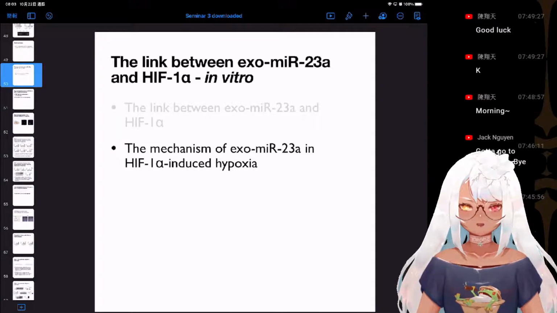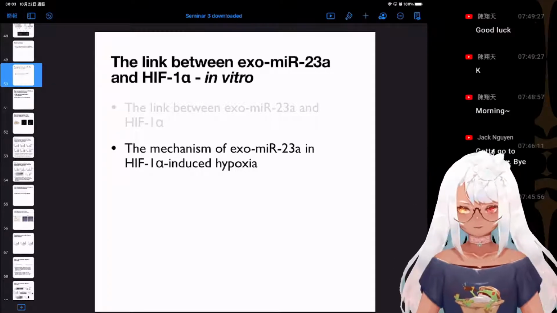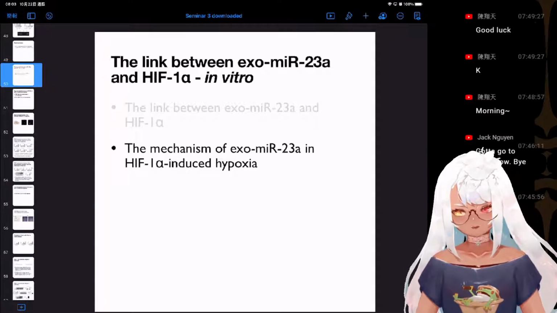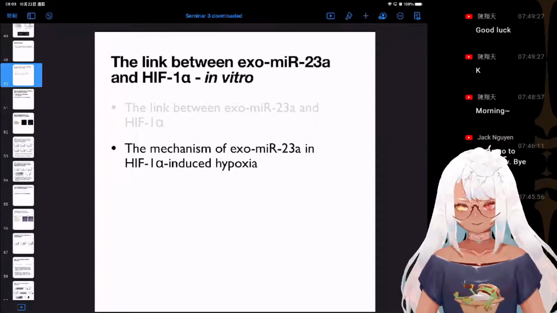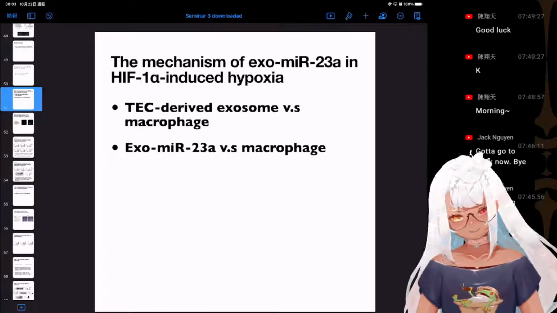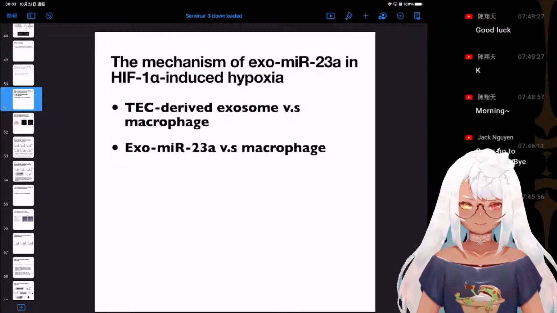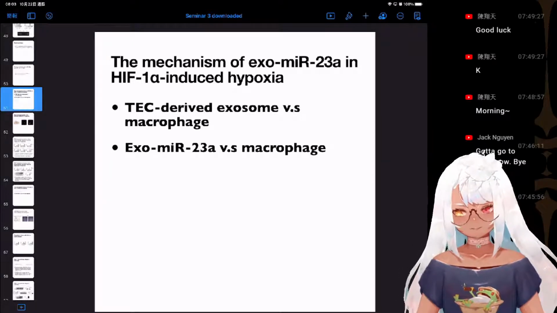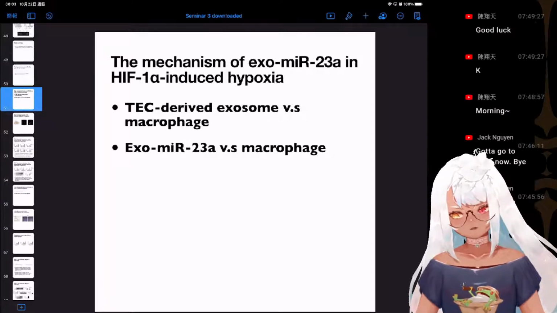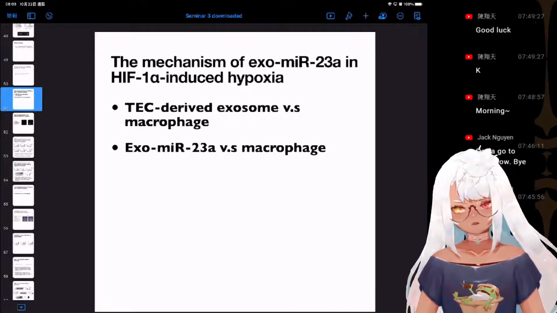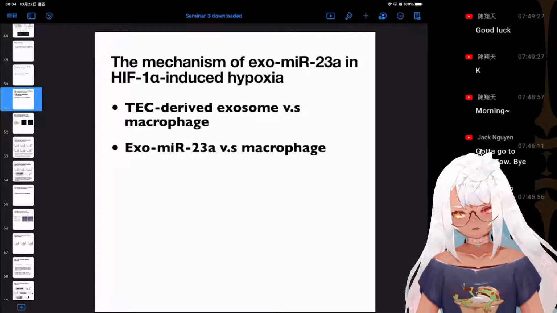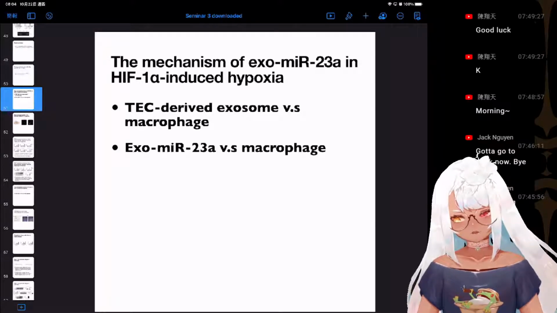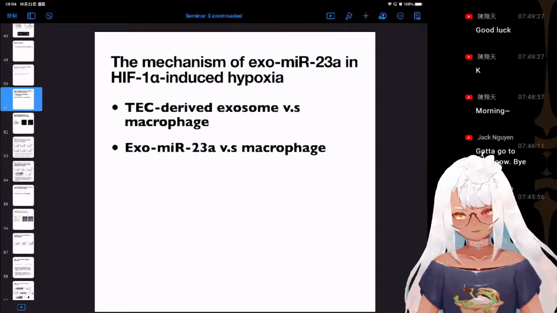Okay. So now that we know there's a link between these exomitochondria and HIF1 alpha, now we want to know what's the mechanism underlying this interaction. Here the authors will first, on the bigger scale, investigate the interaction between TEC derived exosome and macrophage, and on the smaller, more detailed scale, they will investigate the interaction between these exomitochondria and macrophage.